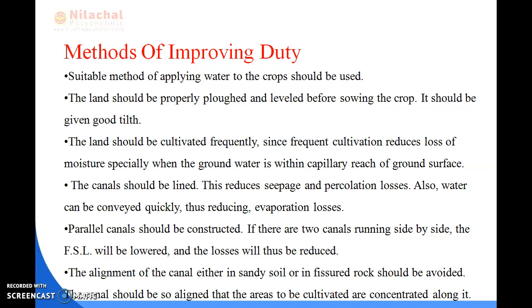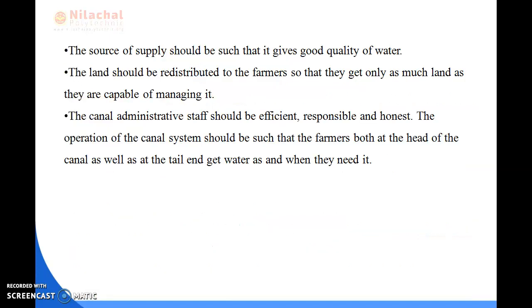If there are two canals running side by side, then the FSL will be lowered and the losses will thus be reduced. Next, the alignment of the canal in sandy soil or any fissured rock should also be avoided. The source of supply should be such that it gives good quality of water. You can see in most of the village areas, it does not give good quality of water. As it doesn't give good quality of water, the crops do not grow properly or do not harvest properly.